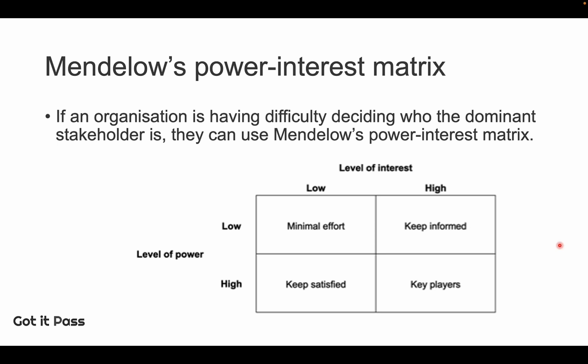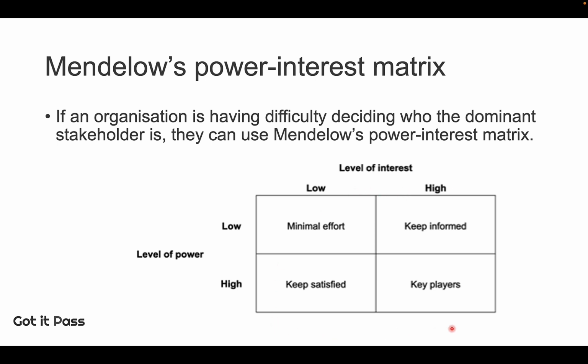The matrix here is divided into two different angles. First is the level of power, on the left-hand side here, and on the other side, on the top of the boxes, is the level of interest. You can see, if we talk about level of power, we divide it into high power or low power, and for level of interest, we also divide it into high and low.